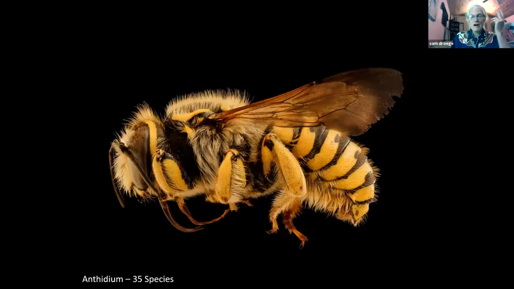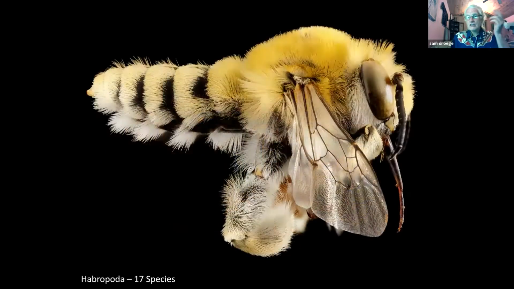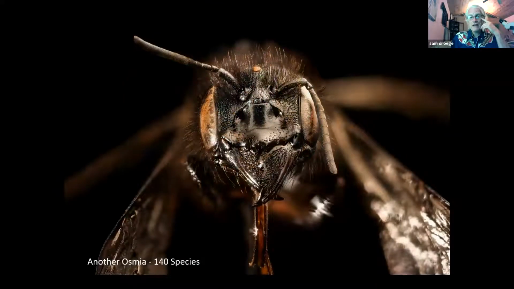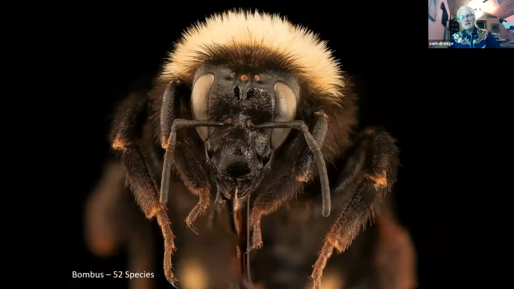Anthidium, 35. Color, size, shape, look at the differences in where they carry their pollen, and just strange things that they have that you may not have noticed. The mandibles on this Osmia, for example, are crazy large. So, you know, things are going on in the bee world that are maybe different from our honeybee model.